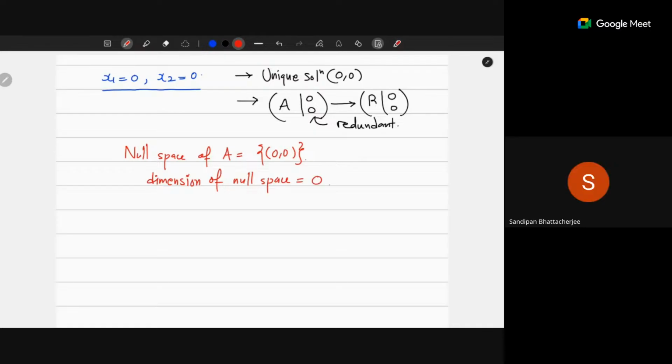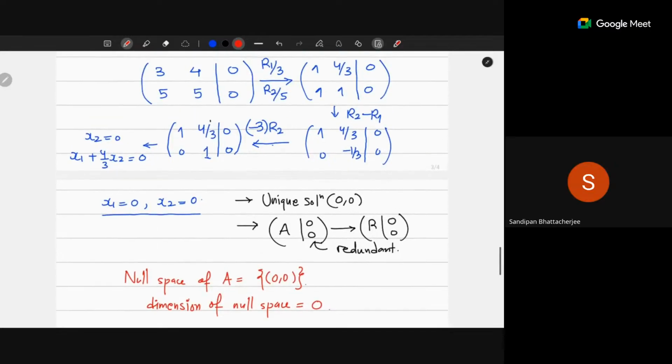It is 0. Right. Okay. So why is it 0? Because there is no independent variable. Both of these variables are dependent variables. There is no independent variable, so it is zero.